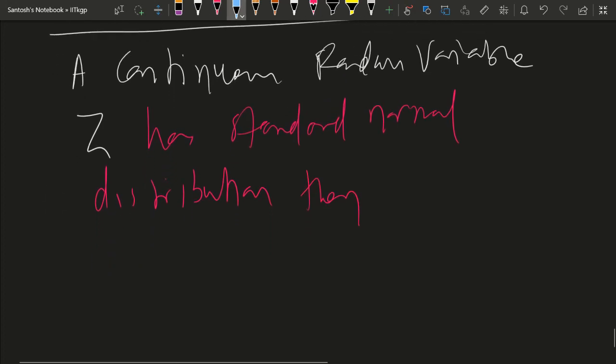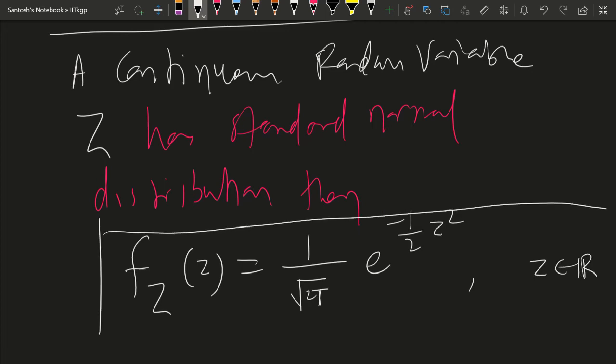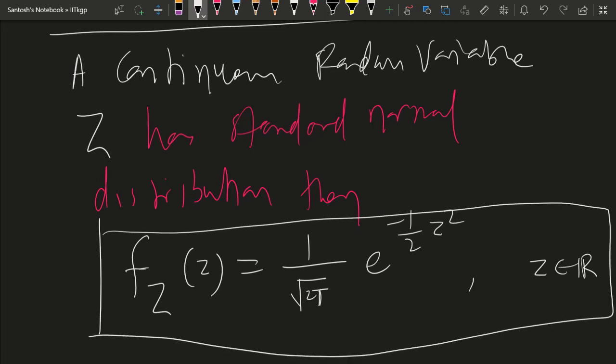Then the PDF is f of z. Not x here, here I will write z. So it is 1 by root 2 pi, sigma is 1, e raised to the power minus half of x minus mu squared. So z minus mu, with mu 0 and sigma 1, will be z squared. And z can be any real number, from minus infinity to plus infinity. Is there any doubt in that?